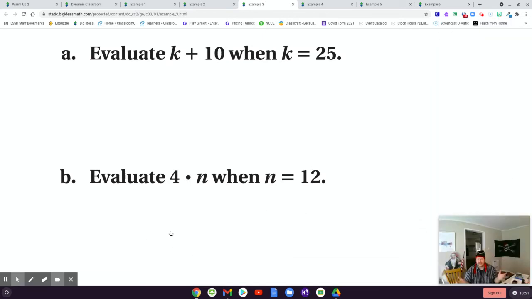All right, and then sometimes you'll be evaluating. So basically what that means is you're going to substitute in the number that they tell you to substitute in for the variable, and then evaluate it, see what you get.